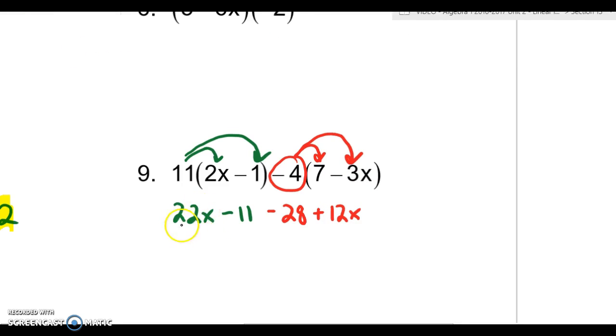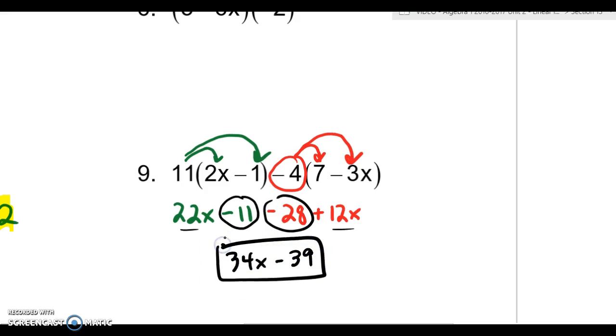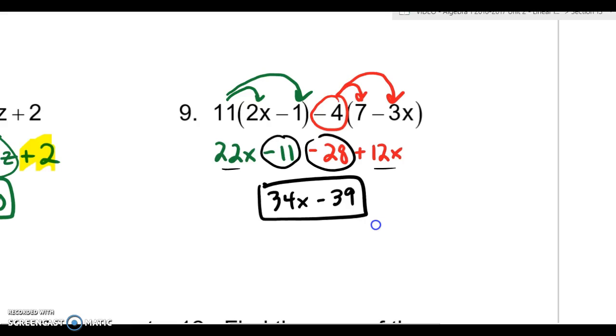Combining like terms, I've got 22x and 12x, that's 34x. And I've got negative 11 and negative 28, which is negative 39. And then my like terms are combined.